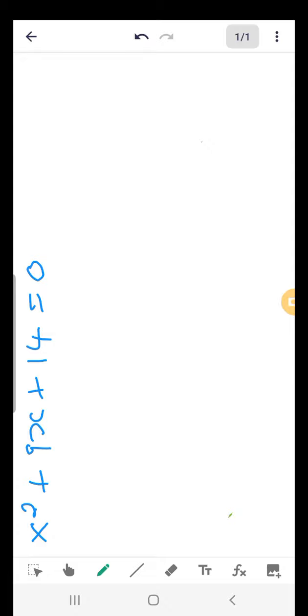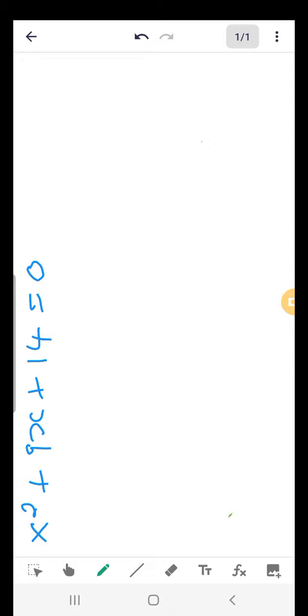Okay, now let us quickly go to this problem. It is x squared plus 9x plus 14 equals 0. So first of all, we're going to have to check it. We've got our 9x and 14. These are our key areas we will have to look at.